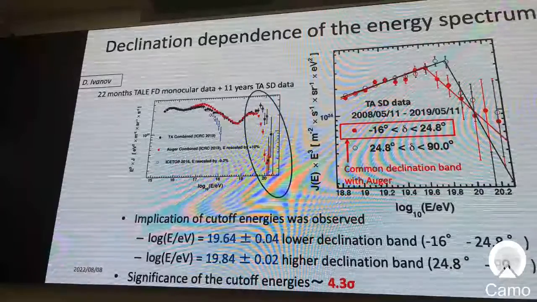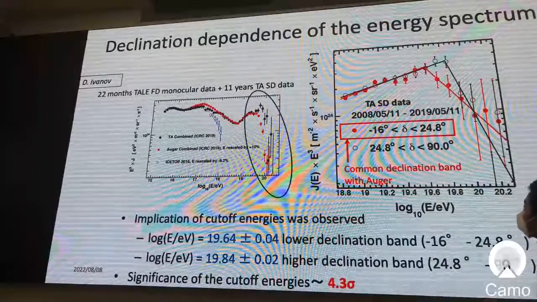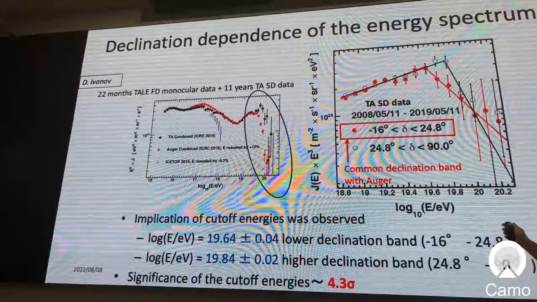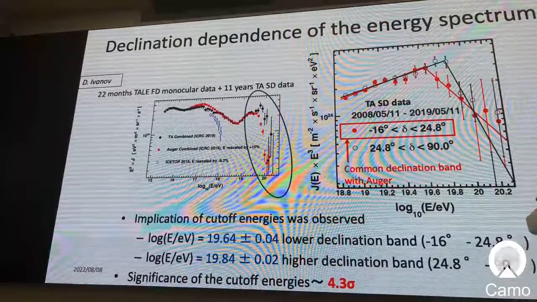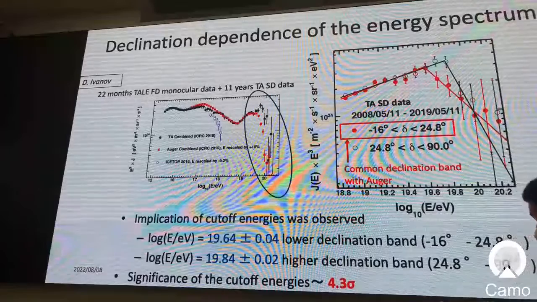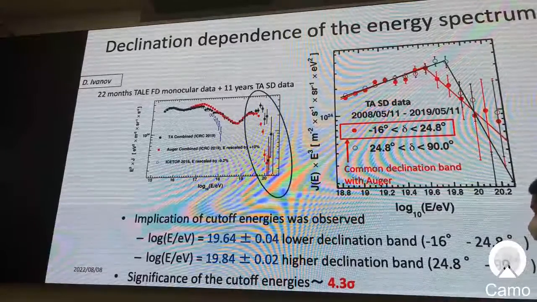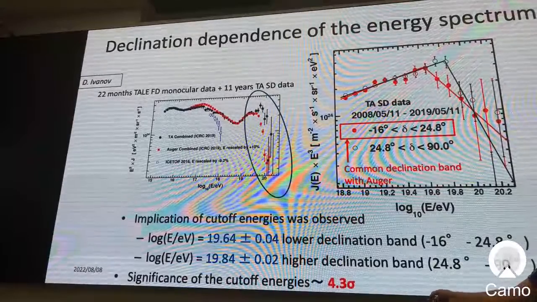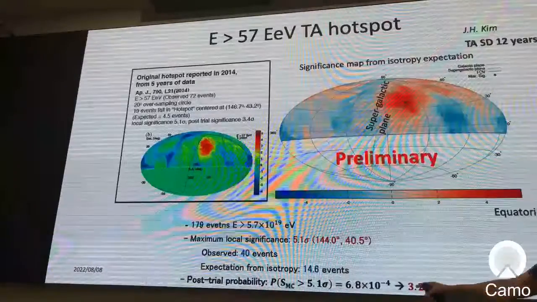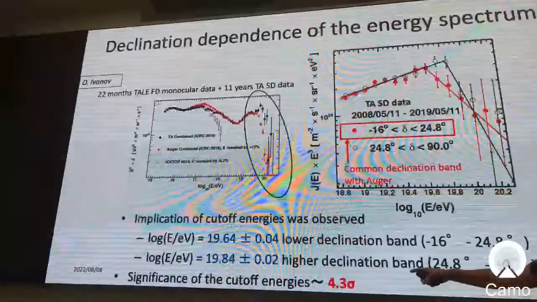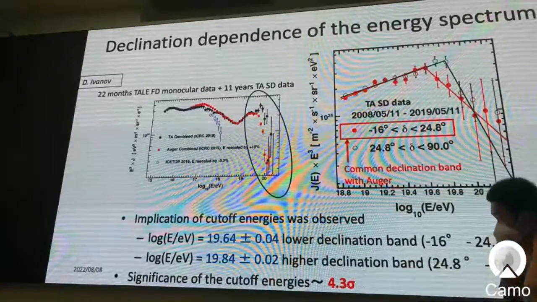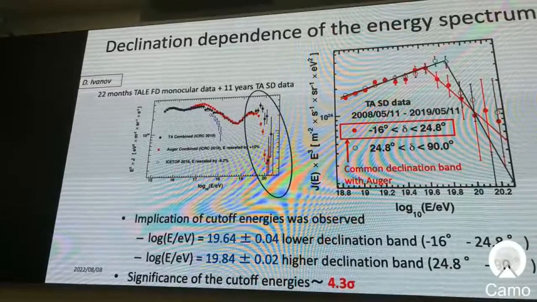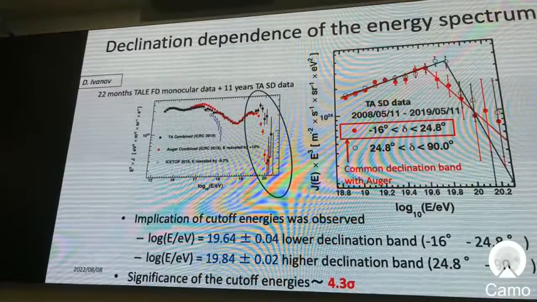And we found some difference in the feature of the energy spectrum. In the lower declination band, the cutoff energy is estimated to be like this, and in the higher declination band it is estimated to be like this, and the significance of the difference of the cutoff energy is now estimated to be 4.3 sigma.